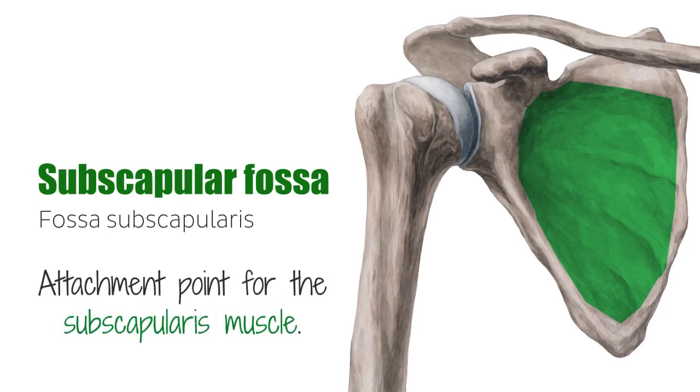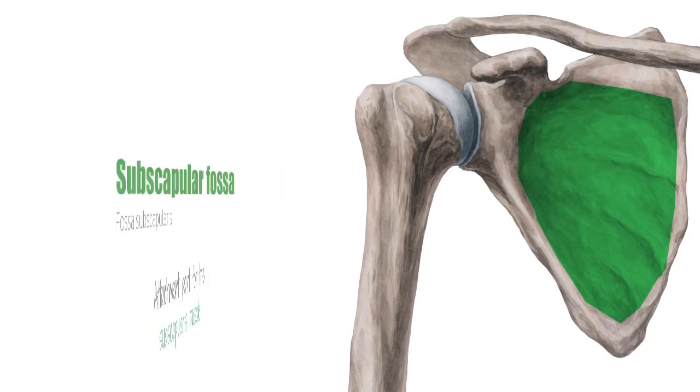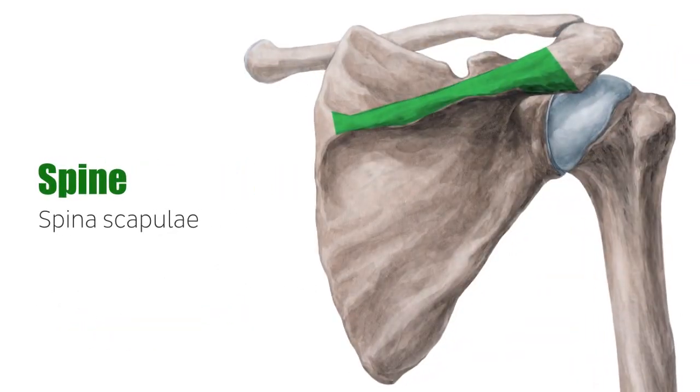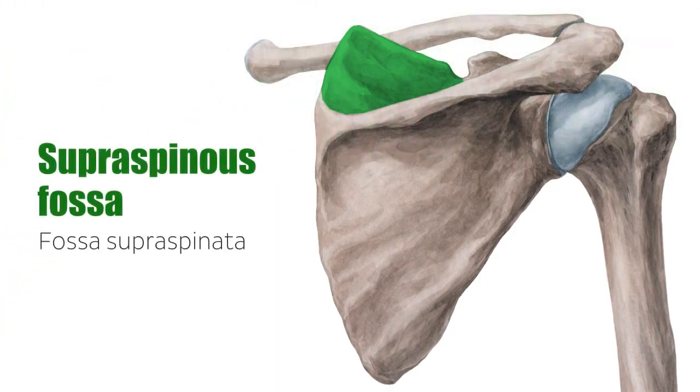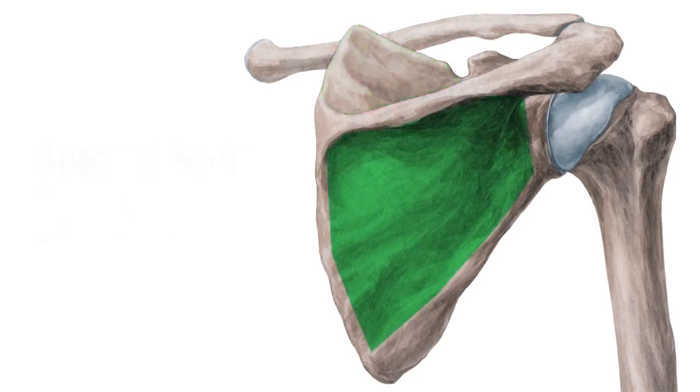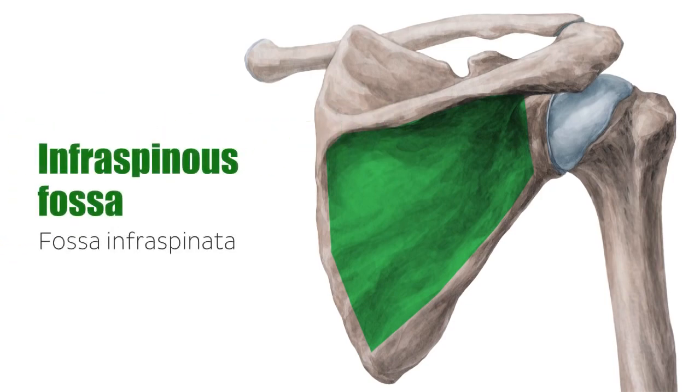On the posterior surface is the spine of the scapula, which lies between the next two structures we are going to talk about. The supraspinous fossa, which extends from above the spinous process to the superior border of the scapula. And found inferiorly, the infraspinous fossa. This fossa extends below the spinous process to the inferior angle of the scapula.